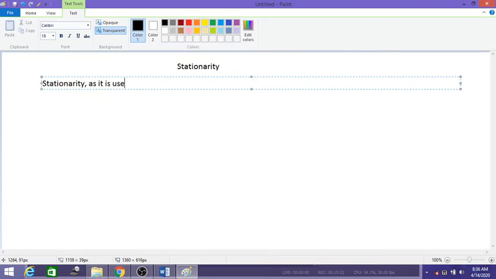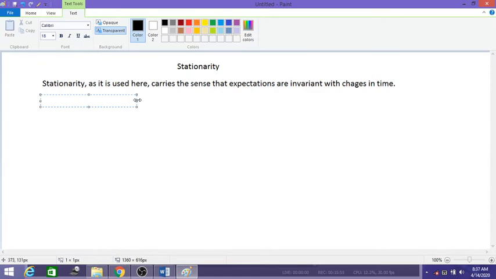as it is used here carries the sense that expectations are invariant with changes in time. So this can adopt the PDF and calculate the expectation with change of time. So let me write the second definition also here. So the second definition also makes sense here.